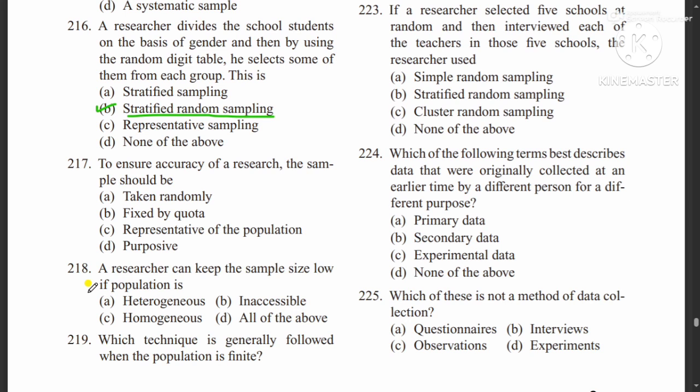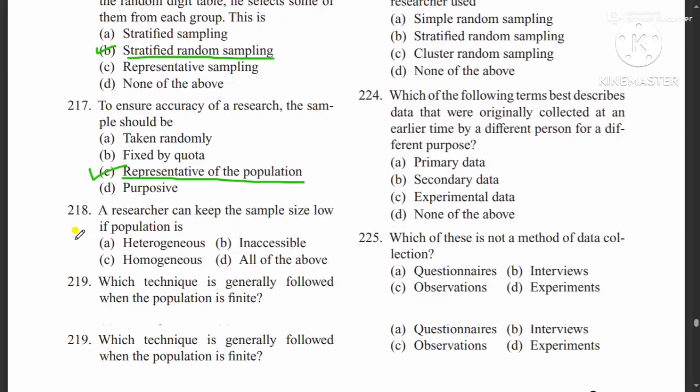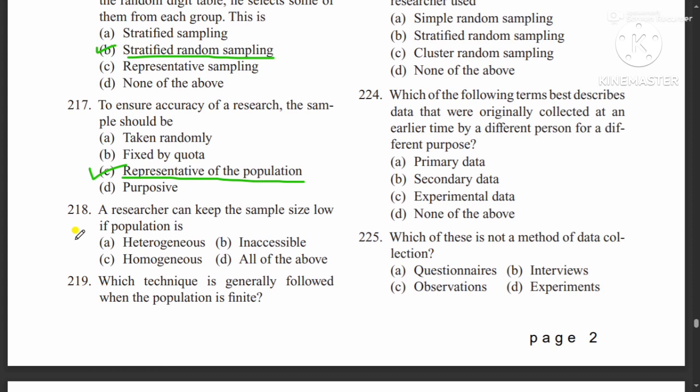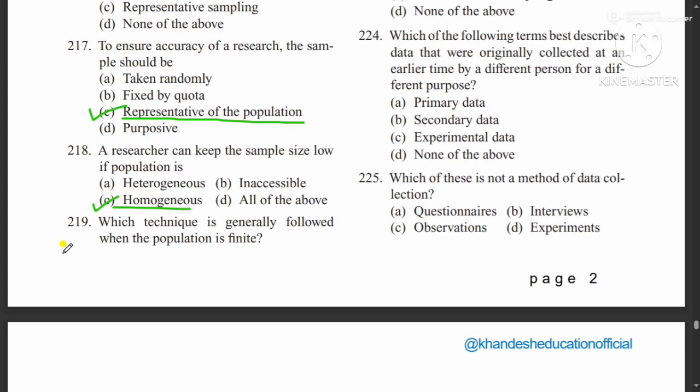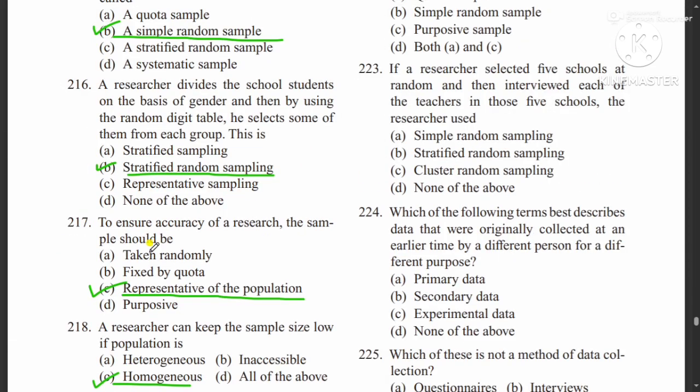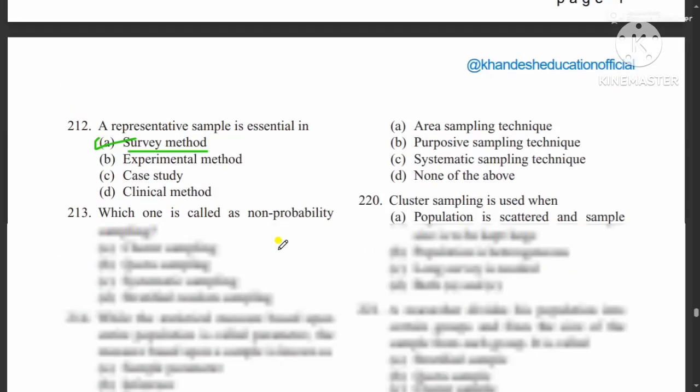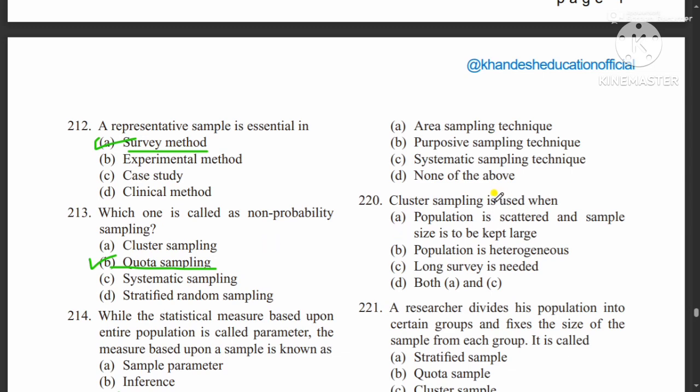To ensure accuracy of research, the sample should be representative of the population. Option C is correct. Question 218. A researcher can keep the sample size low if the population is homogeneous. Option C. Which technique is generally followed when the population is finite? Option C is correct. Systematic sampling technique.